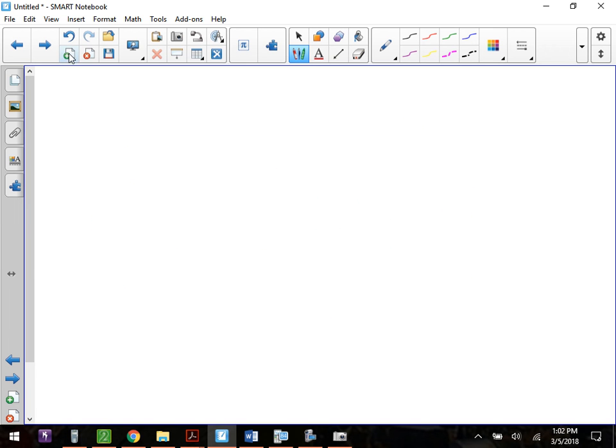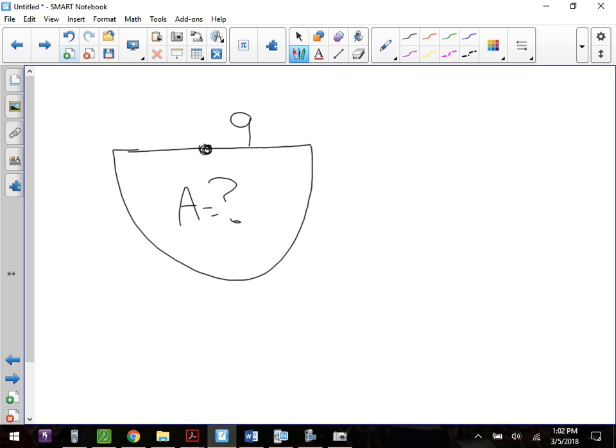Oh, I know. What if you had to do this? That's a really badly drawn semicircle. How would you find the area of a semicircle? What's that? Yeah, it's pi r squared divided by 2.